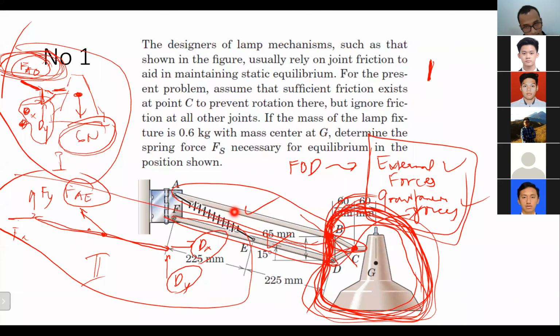You get it? Oh, yes. I get it. I get it. The same thing for this one.